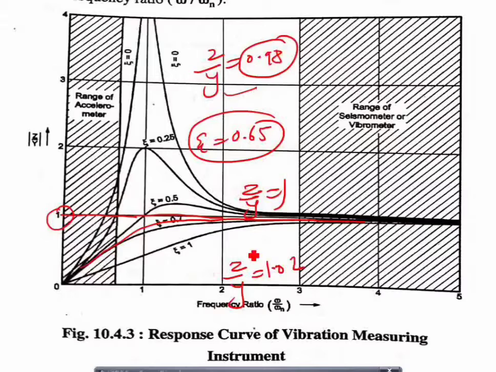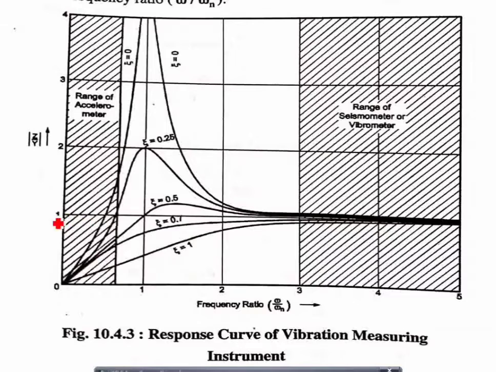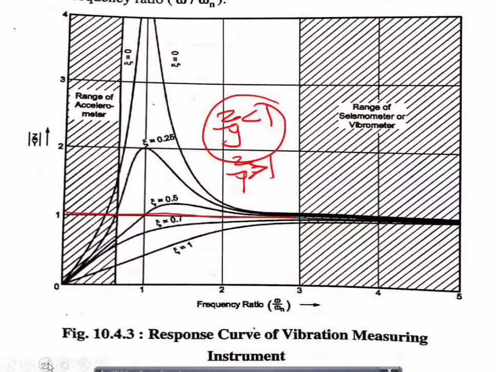So you have to select z by y is equal to 0.98, because for this particular value of zeta equal to 0.65, you can see that the curve will not cross this line 1. So your z by y cannot be greater than 1. It is obviously less than 1. So what is that z by y? It is 0.98. I hope you have understood this.